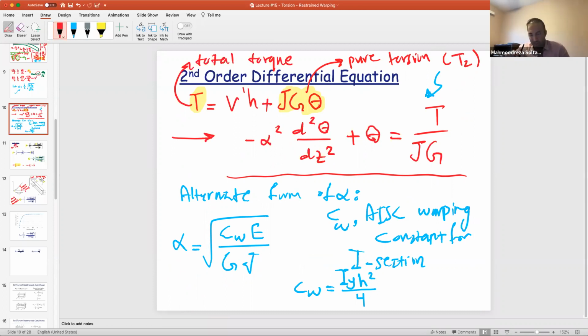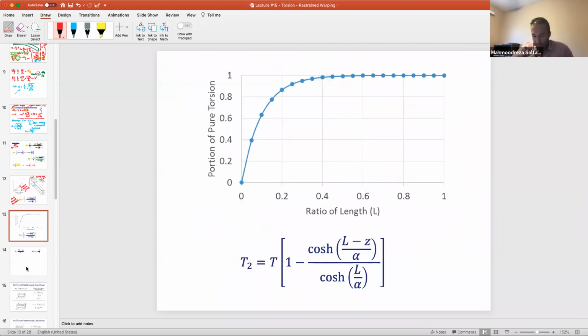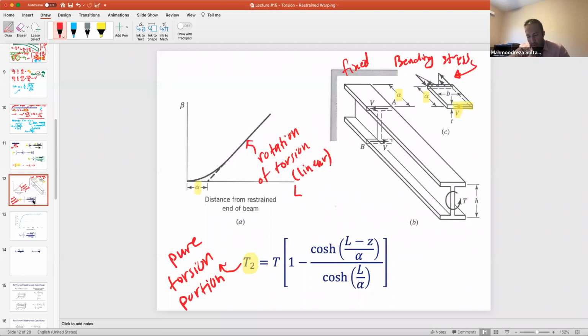T2 that you said later would be this expression, because this is for only the torsion, basically the portion where the behavior is similar to the out of alpha portion. Okay. So this would be the pure torsion portion.